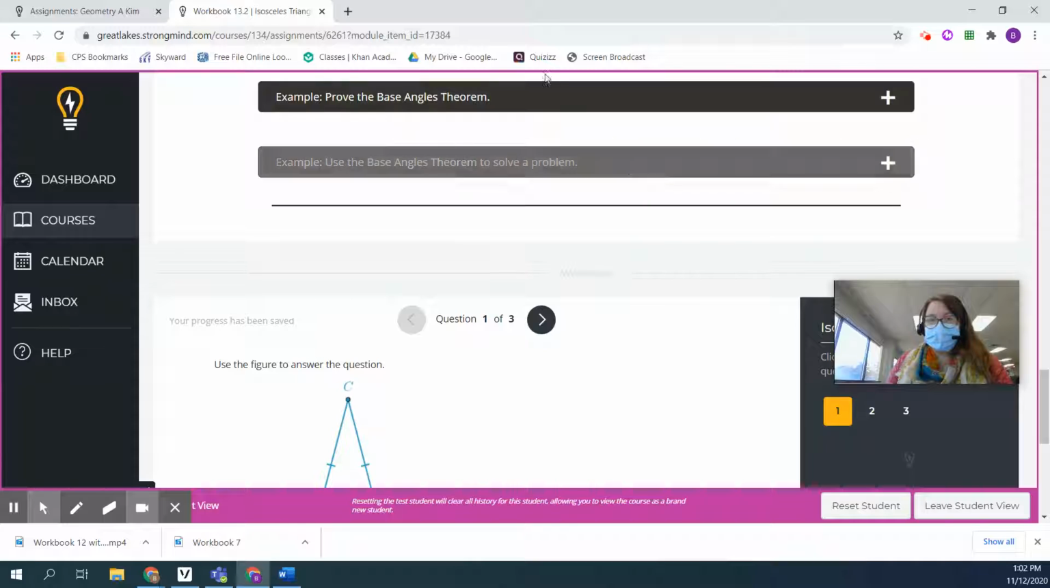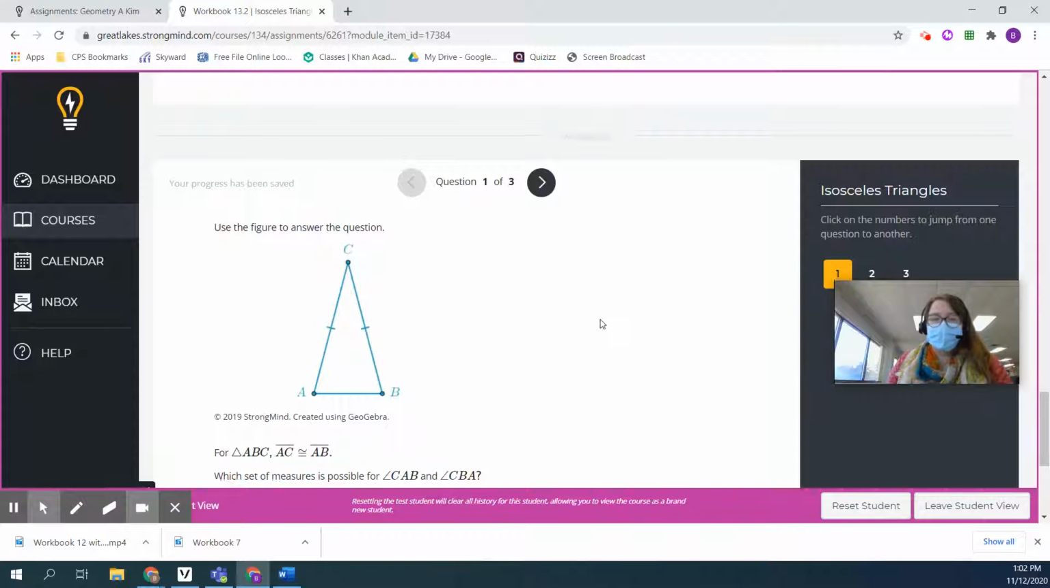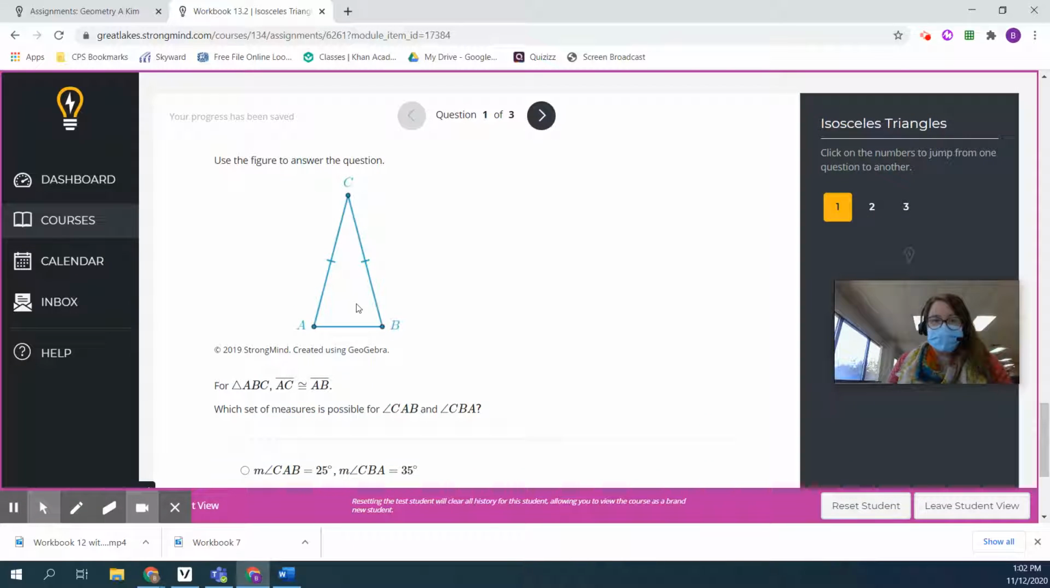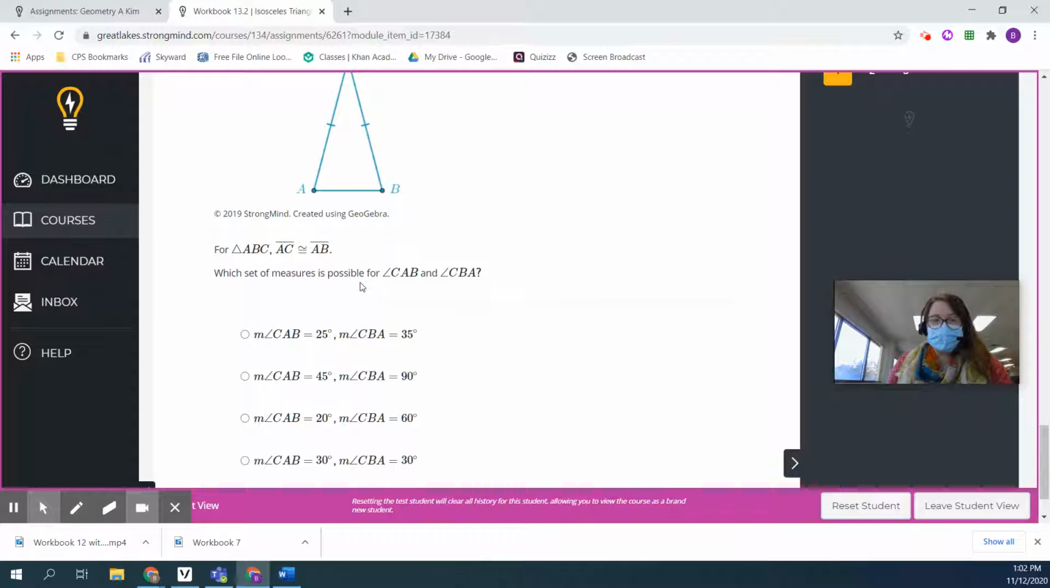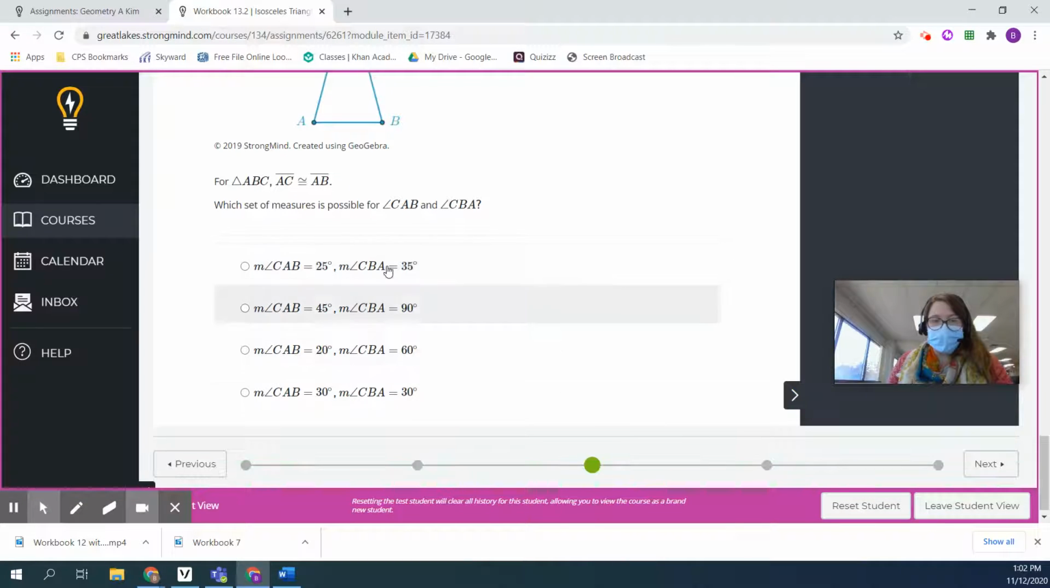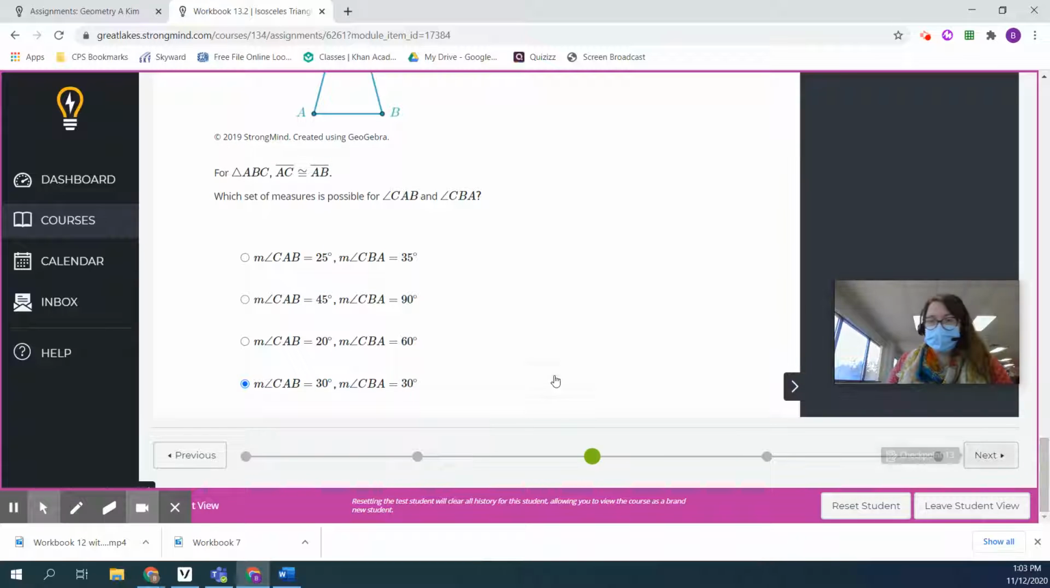I'm not going to do these proofs. Then we're going to go here. Use this figure. For our triangle ABC, AC is congruent to AB. Which set of measures is possible for the measure of CAB? So let's see, CAB and CBA. The main thing we're looking for is that they are the same. Not the same, not the same, not the same, the same. Mark that one. Picture's horrible, but that's the one that's possible.